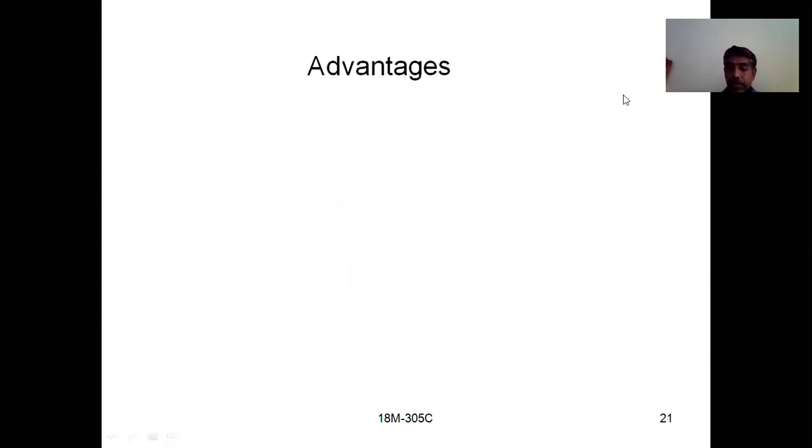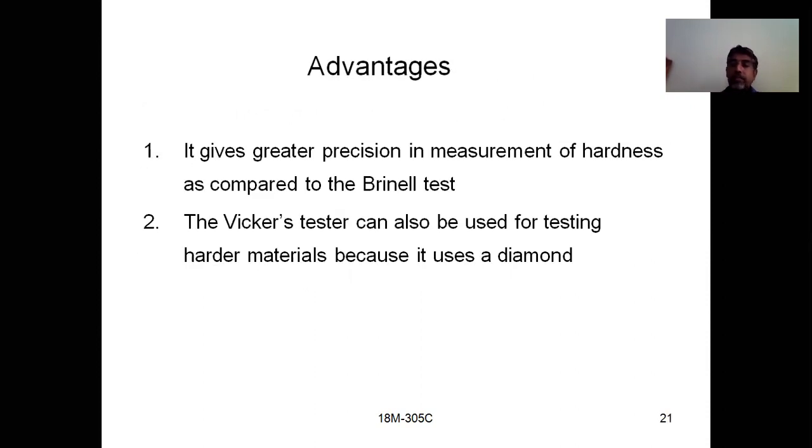If you go to the next slide, what are the advantages? First we have to know the advantages. Here we can measure the hardness of very hard materials, because we are using a diamond indenter. That is the main advantage. And we can also use this for smaller cross sections, because you are using a pyramid type diamond indenter which has a small cross section at the edge. Because of that, we can use smaller cross section materials also.